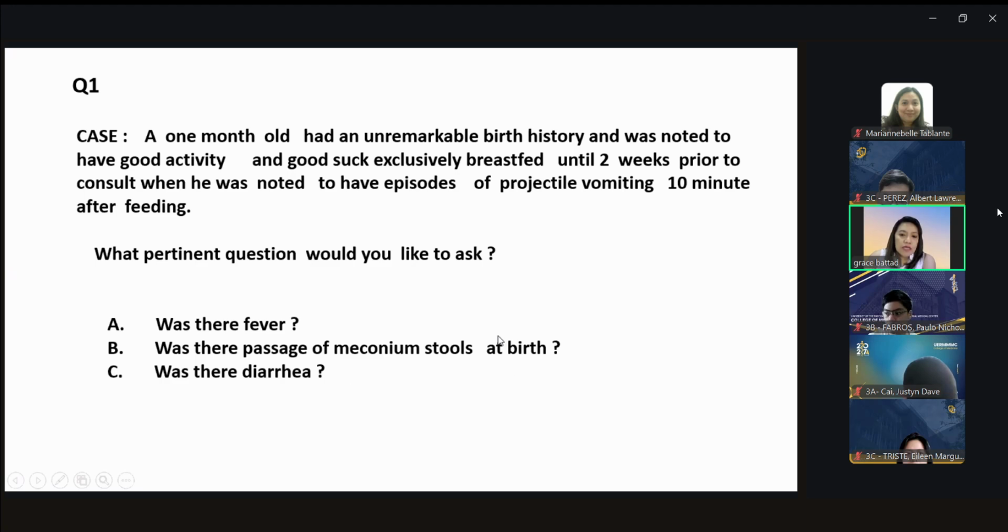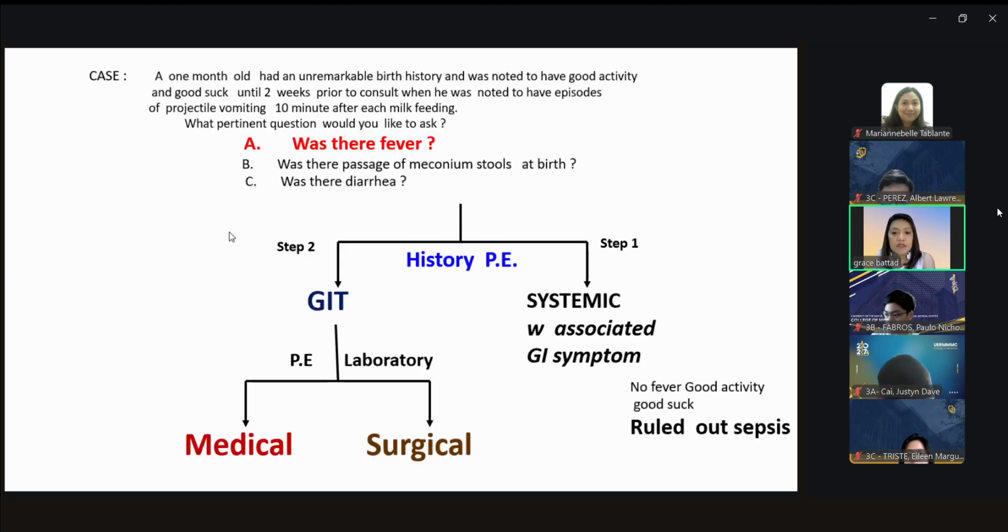If you were thinking there might be a congenital problem in the passage of stools, particularly Hirschsprung disease, you will be asking for this. These are both primary GI. If you were trying to check if there was a systemic problem with associated GI symptoms, then the first question would be about fever. That is part of your first step, to rule out if there is an associated neonatal sepsis.